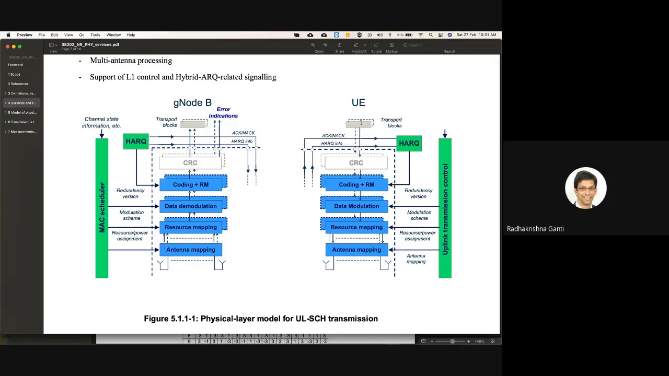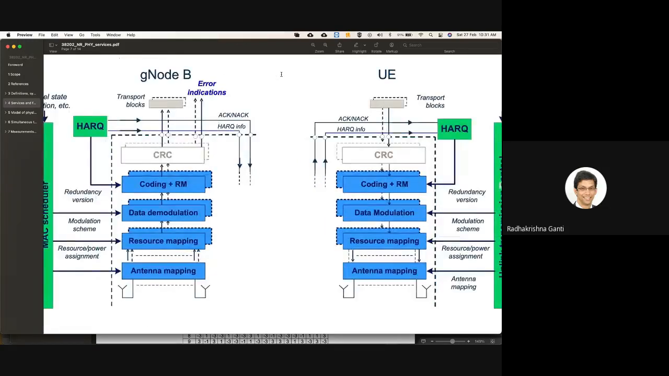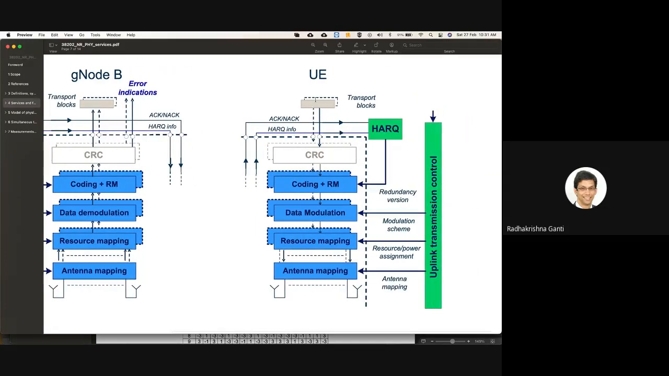You can see my cursor. I don't know if you can see my cursor. Just zoom it up. You can see my cursor now. So the transport blocks are coming from the higher layers of the UE. Then they go to the CRC block.